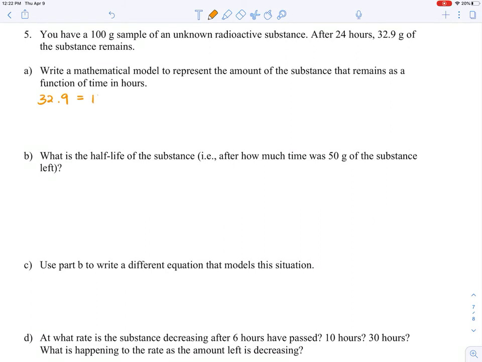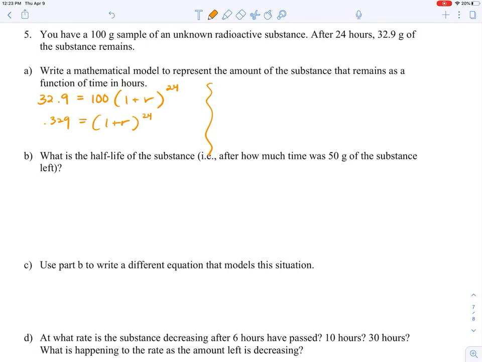So we know after 24 hours, there's 32.9 grams left of the substance. So let's say that 1 hour is a period. So we're going to solve for the rate of decay per hour. So if we divide by 100, that would be 0.329 equals 1 plus r to the 24th power.